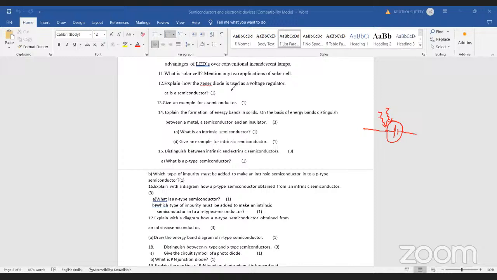I think it is not there. That is Zener diode. They have deleted. Give an example of a semiconductor anta kelidare. So this is 1 mark question. So example of a semiconductor, that is, you can write, that is germanium and silicon acts as a semiconductor anta helbodu. Explain the formation of the energy bands in solids on the basis of the energy bands.